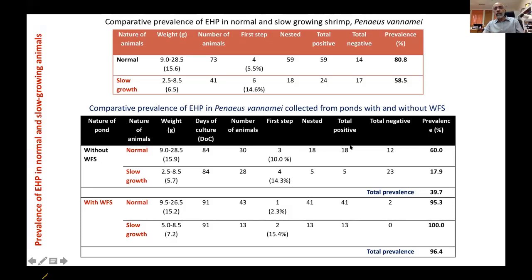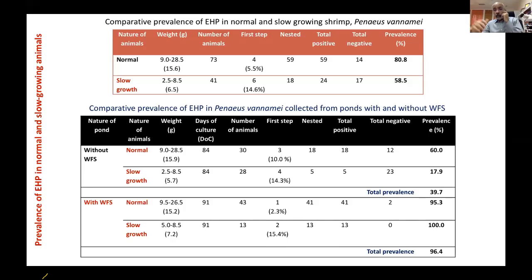You can see in the normal animals it is 60%, even the slow growth animals it was around 18%, and total prevalence was around 39%. And in the white feces syndrome, we got a large percentage. It's around 95% in the normal, and in the slow growth it was 100%. So that means you won't get a clear picture whether the EHP is really associated with the slow growth or really associated with the white feces syndrome.